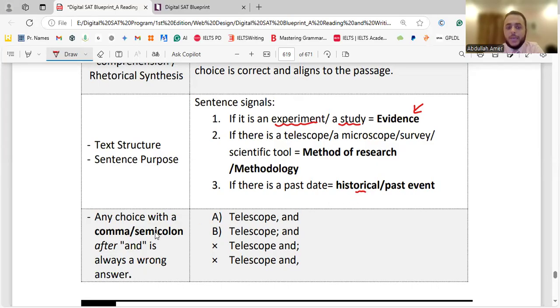Any choice with a comma or semicolon after "and" is always wrong. So choices like these, "and" followed by a semicolon or comma, are always wrong. Those are bugs.